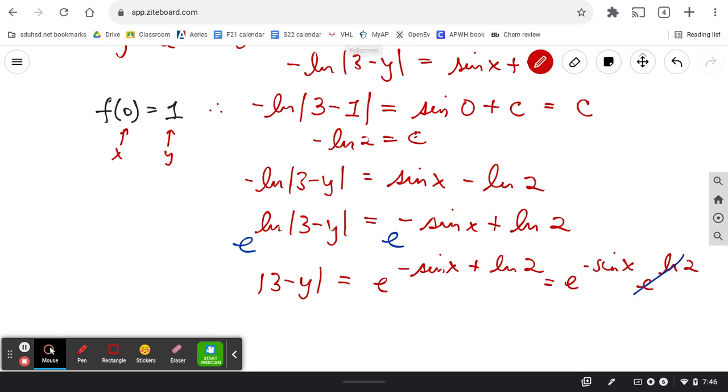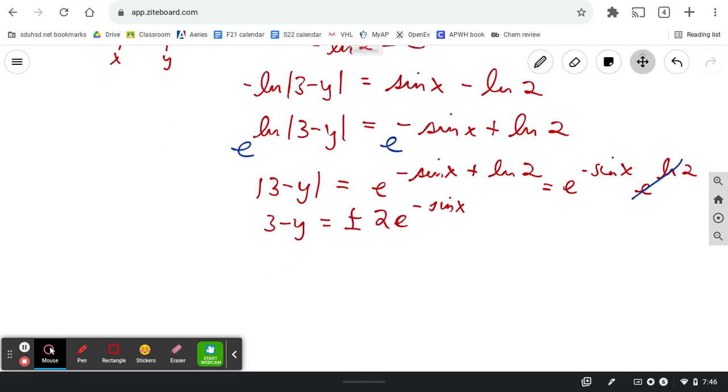Now, to get rid of this absolute value, we can add a plus or minus to the right-hand side, in front of the 2e to the negative sine x. This is because the absolute value implies that no matter what the sign of the actual right-hand side is, the function will always be positive. So we can undo this by reversing that. Since the left-hand side is always positive after the absolute value, the right-hand side can either be negative or positive.